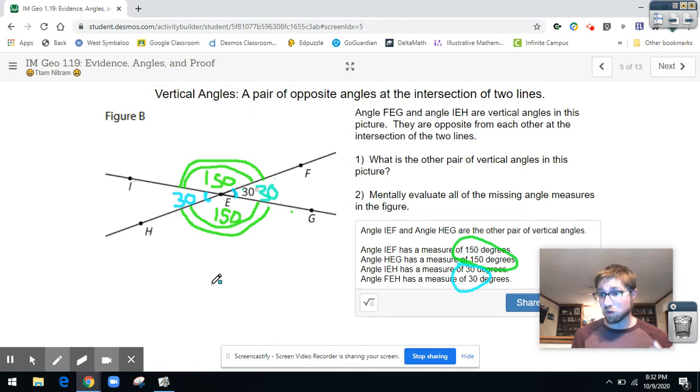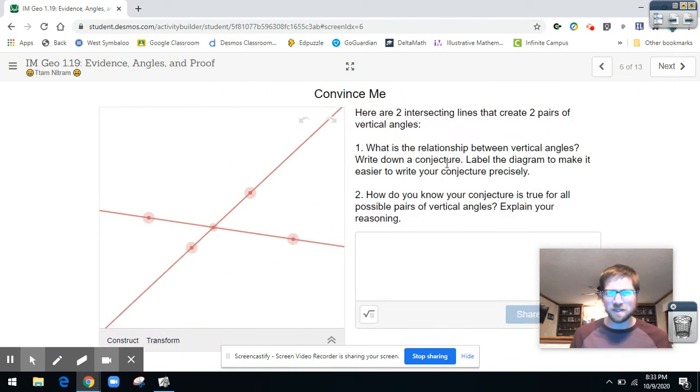Vertical angles are always the same measure, just like linear pairs always add up to 180. Well, why is that true? Because Mr. Martin said so? That doesn't seem like a very good argument. Could we prove it? Could we have sufficient evidence to say that this is true every single time? Let's think about why that might be true for a second here.